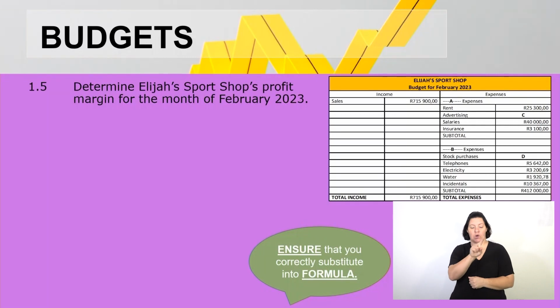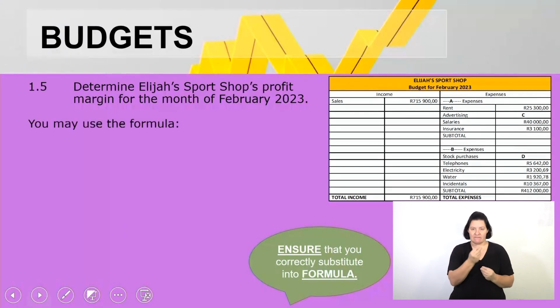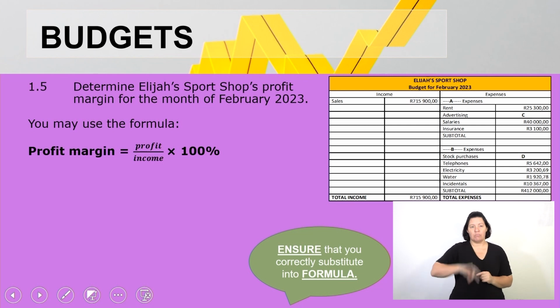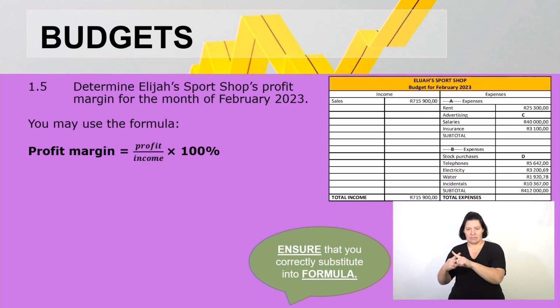Let's quickly look at budgets, or continue with looking at budgets. I'm now at question 1.5, where we ask: determine Elijah Sport Shop's profit margin for the month of February 2023. I also indicated here that you must ensure that you correctly substitute into a formula. Remember, earlier on I indicated that there's a formula that we use. Here I'm saying you may use the following formula: profit margin equals your profit divided by your income multiplied by 100%. So let's quickly go and substitute.